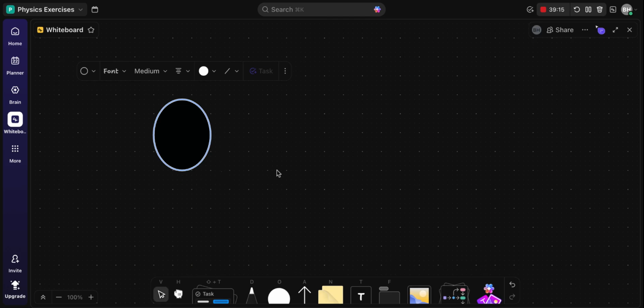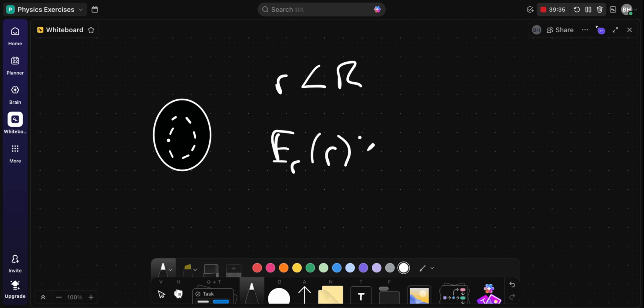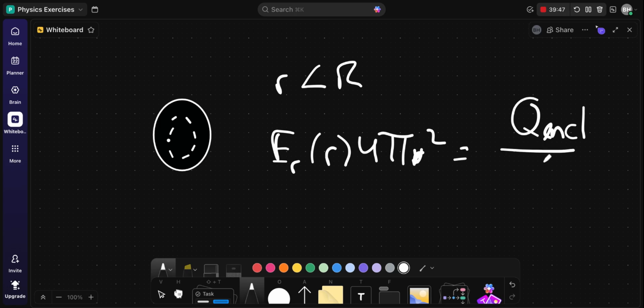Okay, and I'm going to first do the case when r is smaller than capital R. The left-hand side of Gauss's law looks exactly the same. We can write E times 4 pi r squared, that's an r, equals the enclosed charge divided by epsilon 0.